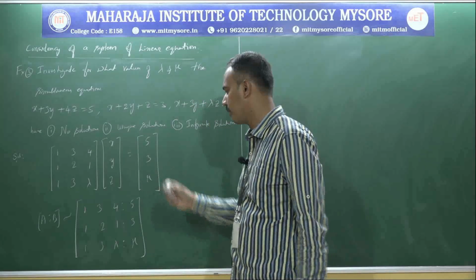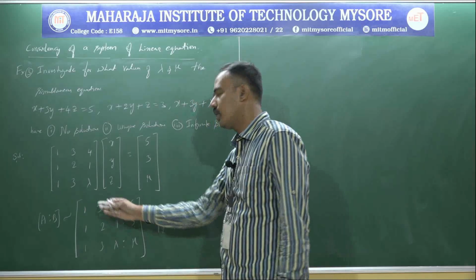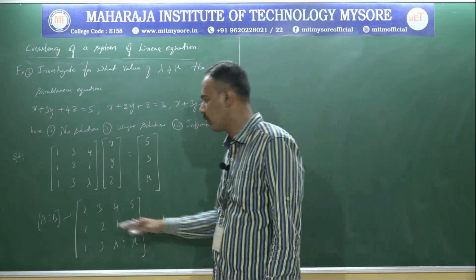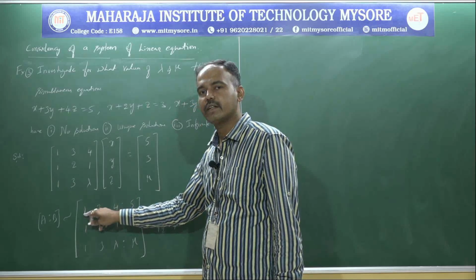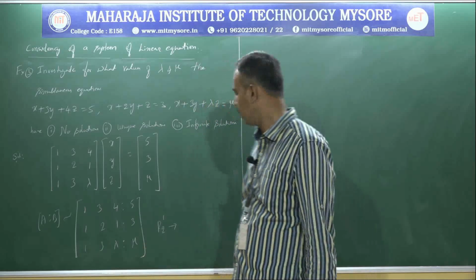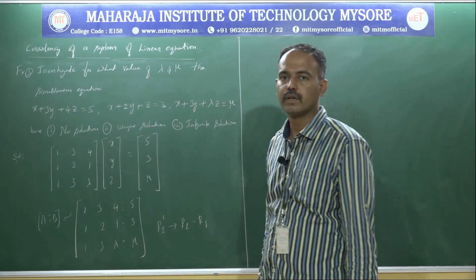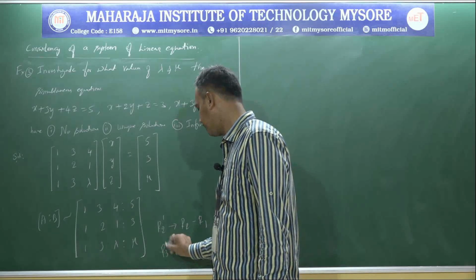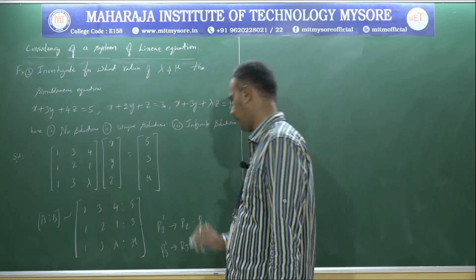We specify the two row transformations. For the first row, don't apply any transformation, not required, because the first row has leading entry 1. Now the second row: R2 becomes R2 minus R1. The next one, R3 becomes R3 minus R1.